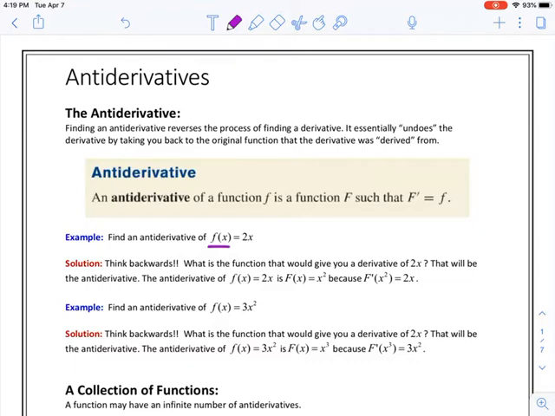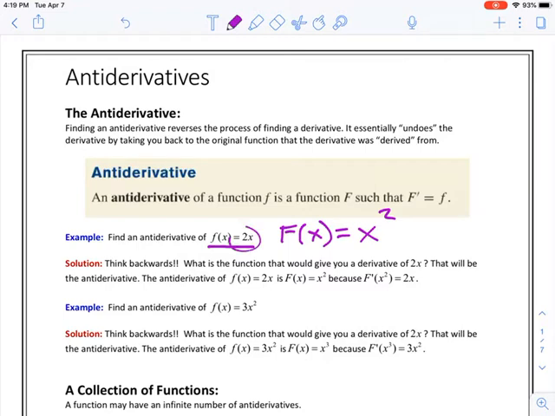So we have a function f of x equals 2x, and we want to find the antiderivative of that. Now, we use a capital F to represent the antiderivative. So capital F of x. The antiderivative is going to be x squared. And the reason for that is because if we take the derivative of x squared, we get 2x.